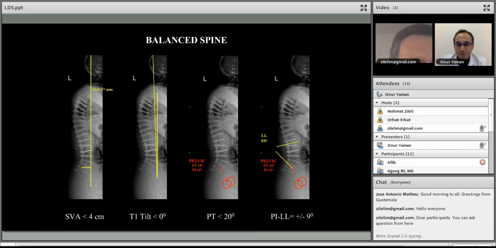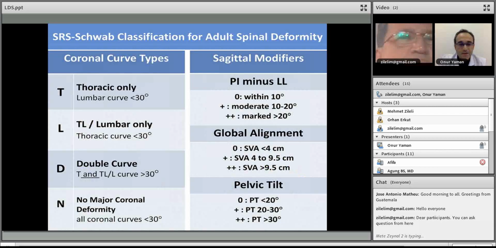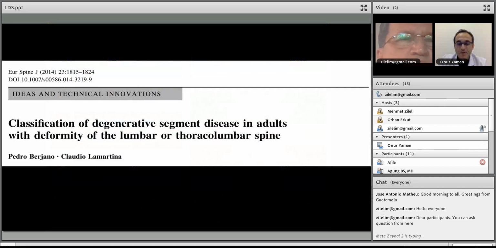So if we talk about a balanced spine, we have to get the SPA less than 4 centimeters. We have to bring the pelvic tilt less than 20 degrees, and the difference between pelvic incidence and lumbar lordosis to 9 or 10 degrees. Again, with the SRS-Schwab classification, we now know the values of a really well balanced spine, but we still don't know how we have to operate these patients.